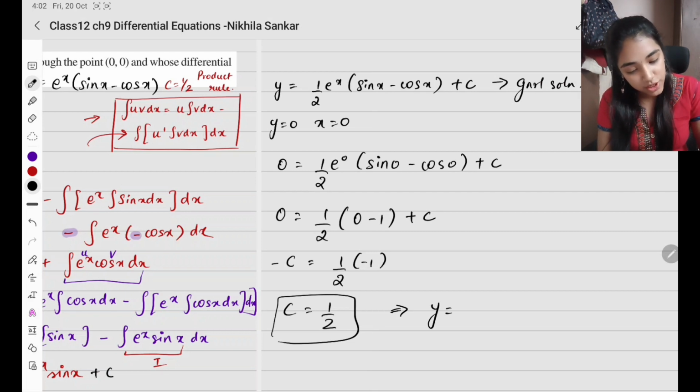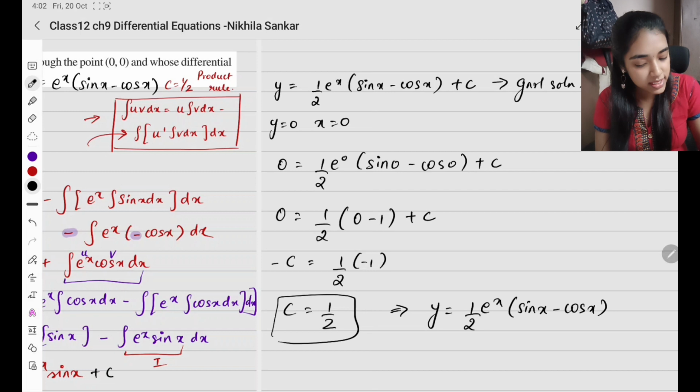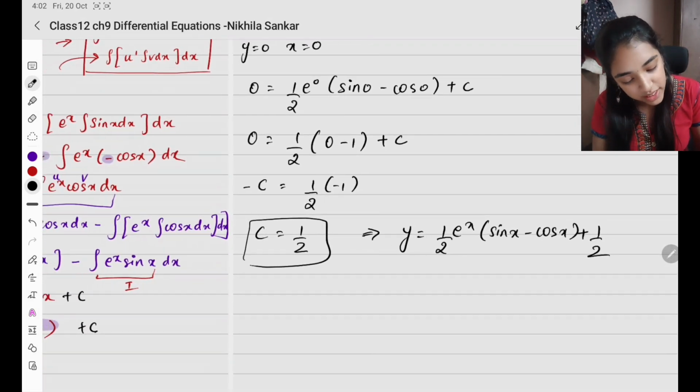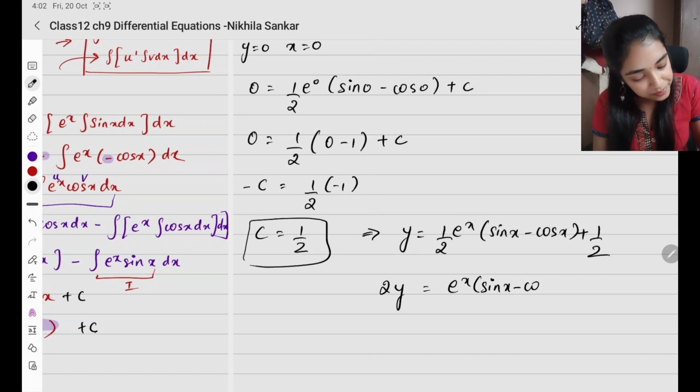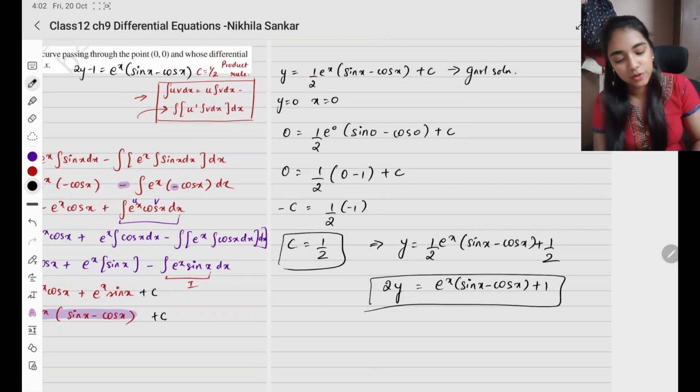Substituting it in the general solution, I have y equals half e to the x times sin x minus cos x plus half. So this is my final solution. இத வேணும்னா அந்த பக்கம் கூட 2 கொண்டு போய்க்கலாம். So I have 2y equals e to the x sin x minus cos x plus 1. So this is my final solution. Please copy.